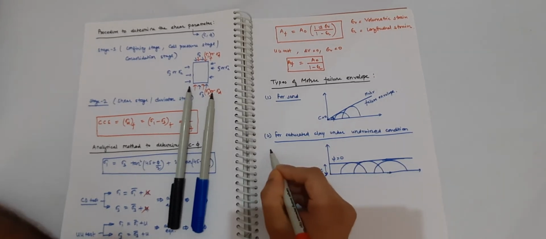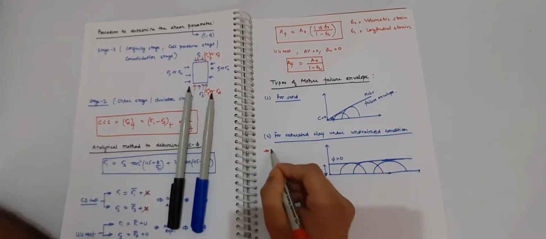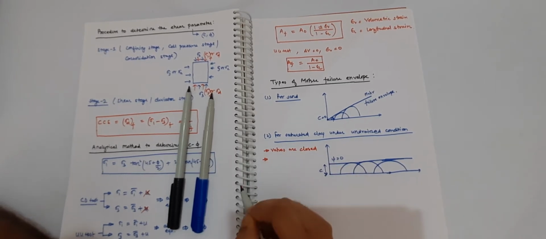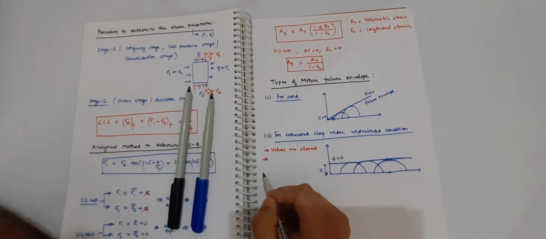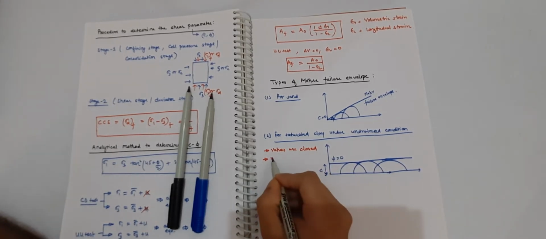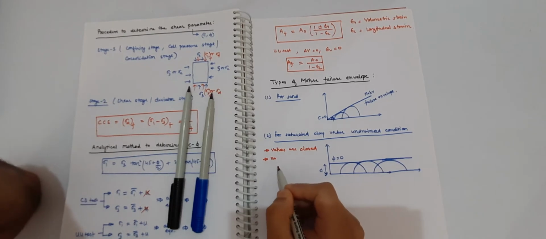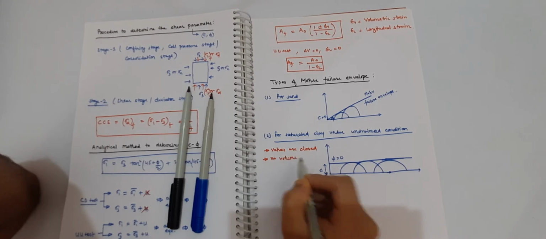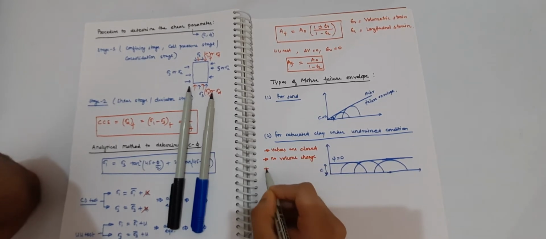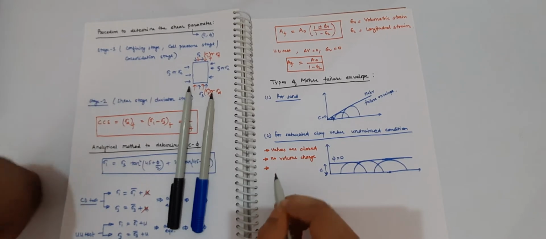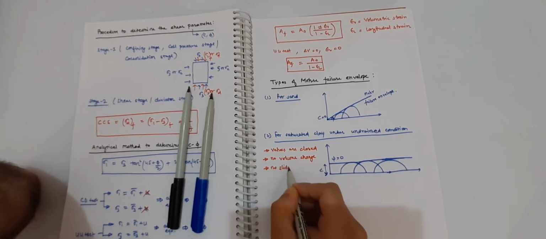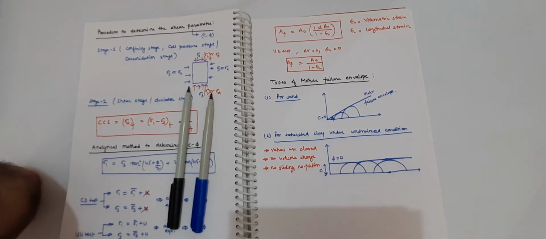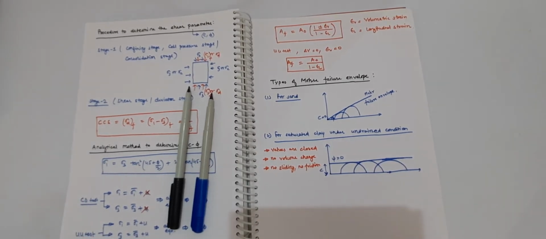Why are these circles of the same radius? Because the valves are closed. If the valves are closed, pore water pressure will not be expelled out, no volume will change, right? No volume change, therefore no sliding, no friction, and the circles obtained will be of the same diameter, same radius.